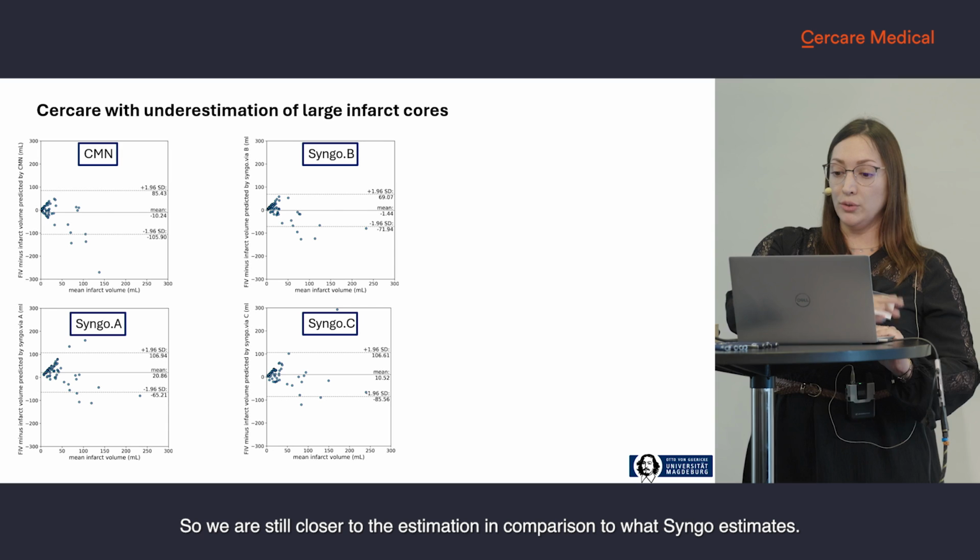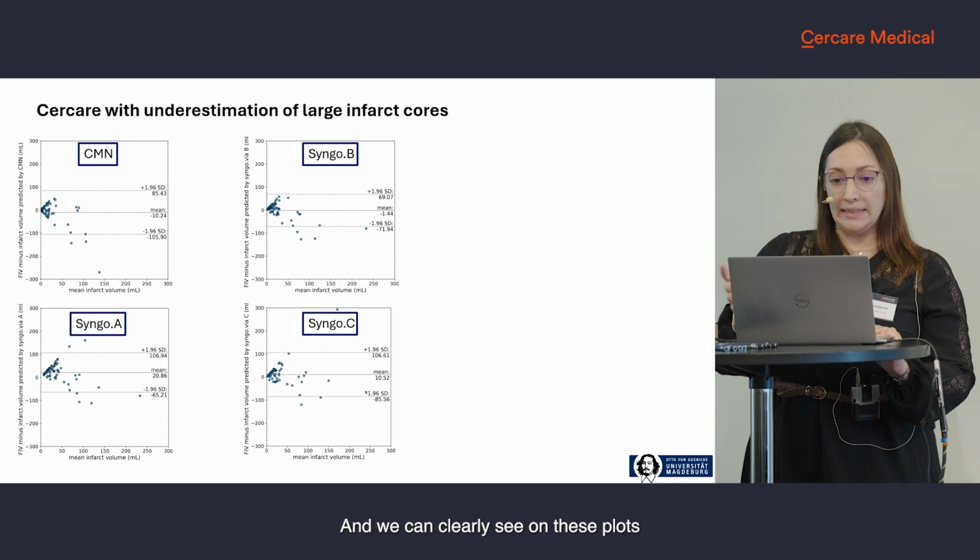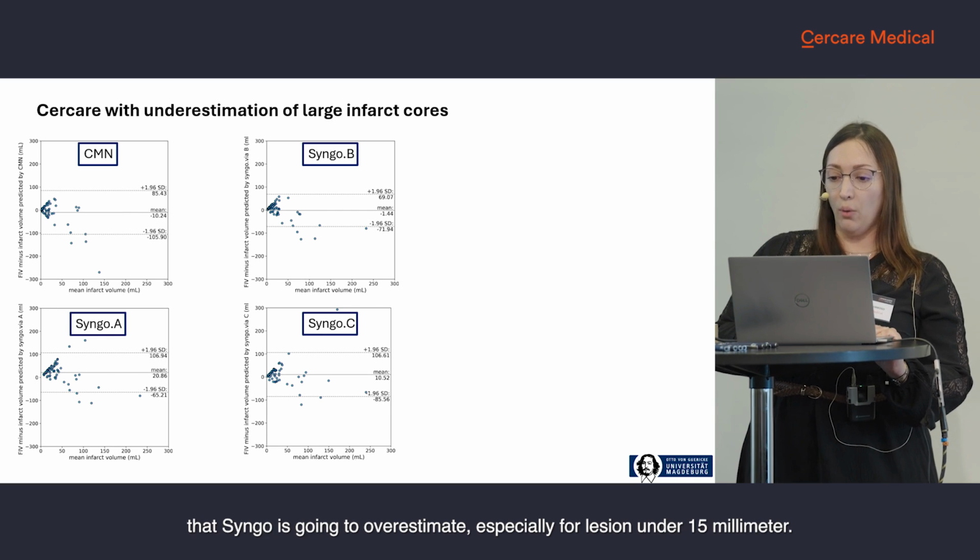So it's still closer to the estimation in comparison to what Syngo estimates, and we can clearly see on this plot that Syngo is going to overestimate, especially for lesions under 50 milliliters.